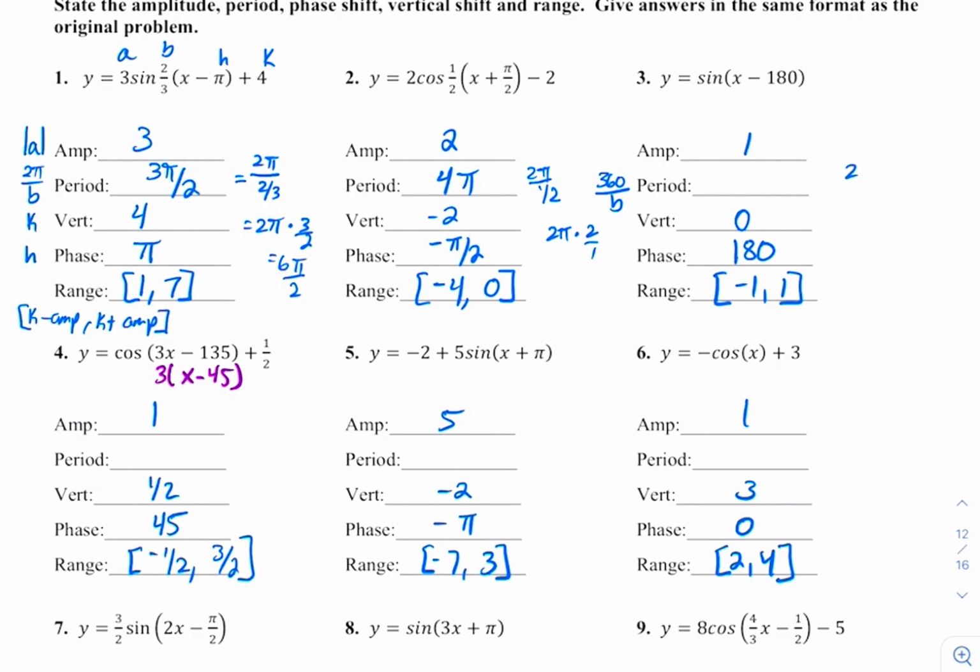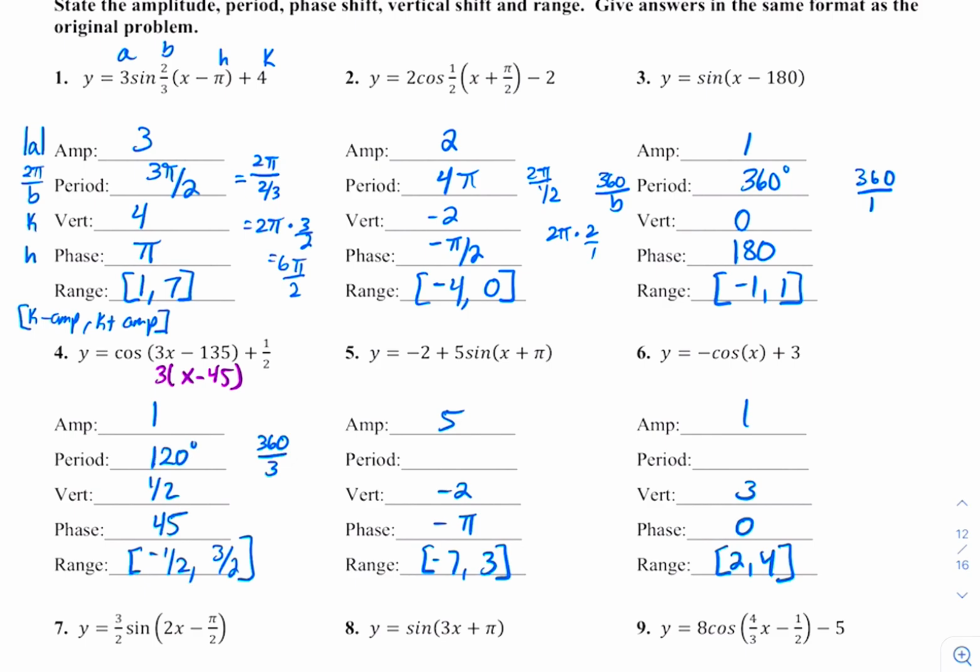And this one is in degrees because of that 180. So that means that this will be 360 divided by 1, which is my b value. So 360 degrees. And then on 4, we are in degrees because of that 45 and that 135. So I'm using 3 as my b value. So 360 divided by 3 will be 120 degrees.